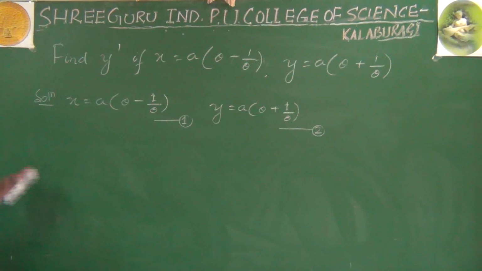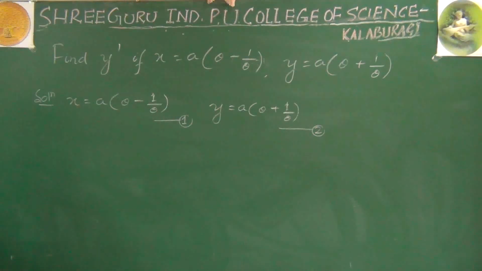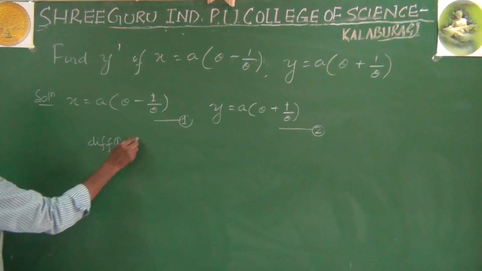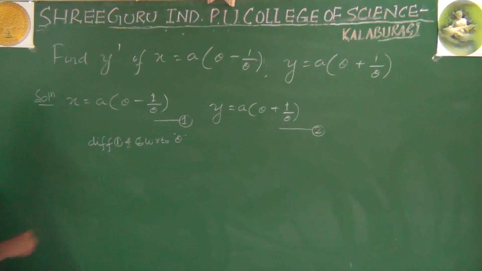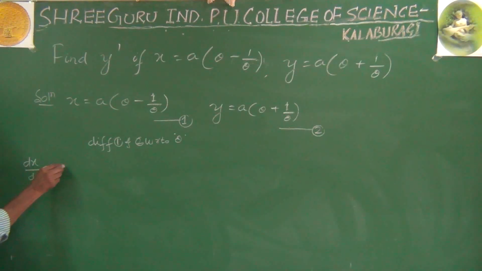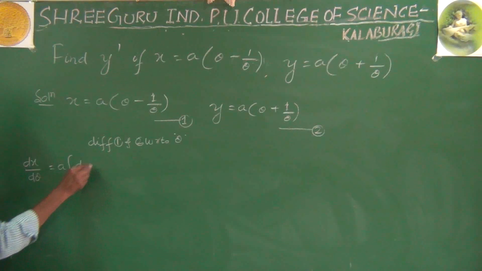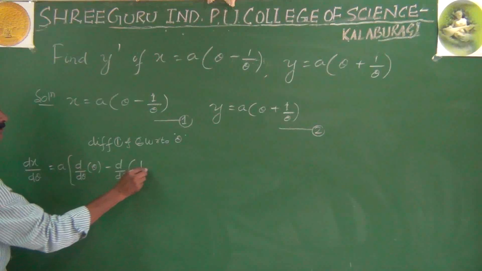Now in this case, we have to differentiate 1 and 2 with respect to theta because the present variable is theta. Differentiating 1 with respect to theta: left side dx by d theta, right side a outside because it is a constant, and in this bracket we need to apply the sum rule. d by d theta of theta minus d by d theta of 1 by theta.